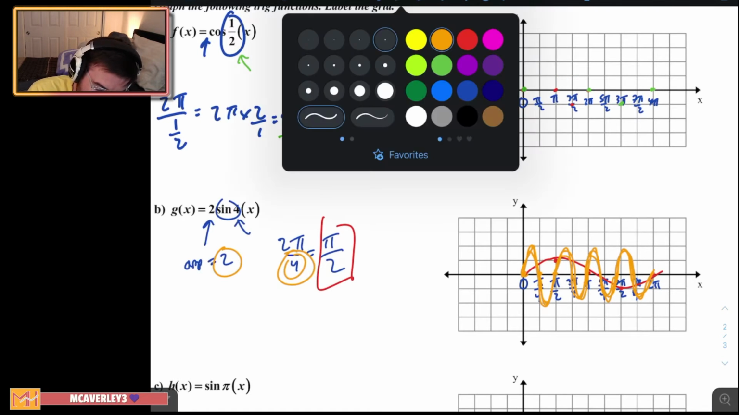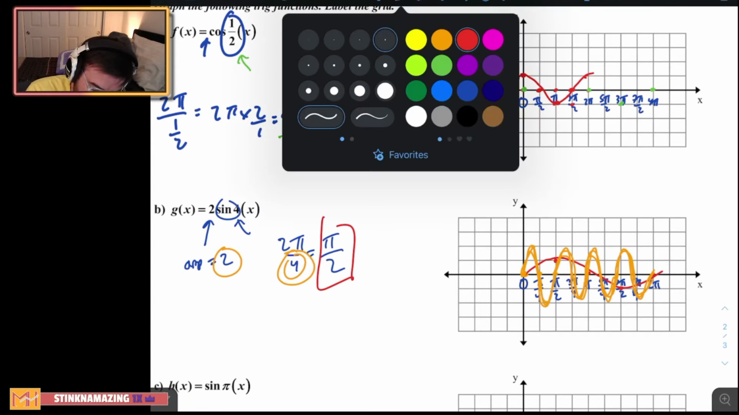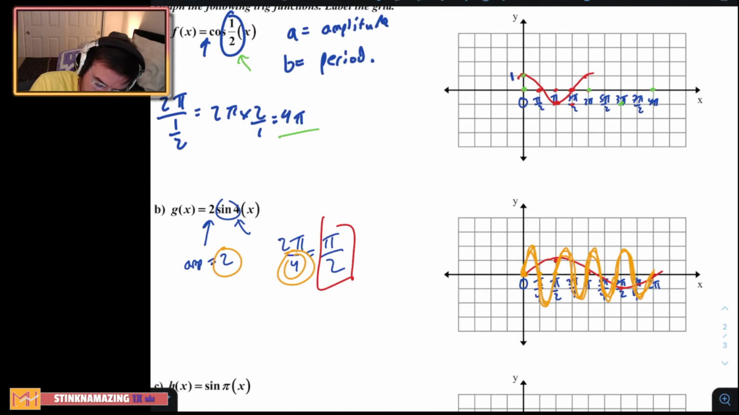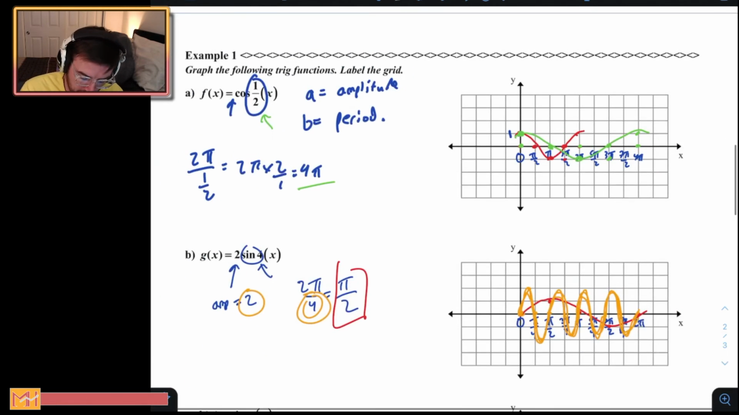So cosine starts at 1, then goes to 0, then goes down, down. So like that. Yeah, it goes like that instead. And now our cosine is going to be something like that. It's elongated. I mean, we're all going to use Desmos, right? But I'm just trying to show you how it's stretching out. That's what I'm trying to depict here.